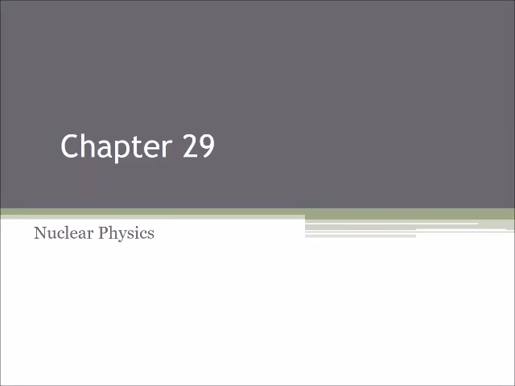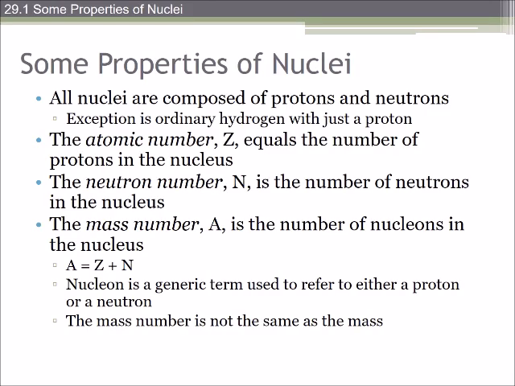This is going to be a quick dive into nuclear physics and particularly nuclear decay. So first we have to talk about what a nucleus is before we can talk about how it decays. Some properties of nuclei: all nuclei are composed of protons and neutrons, except for ordinary hydrogen, which just has a proton. It doesn't necessarily have a neutron.